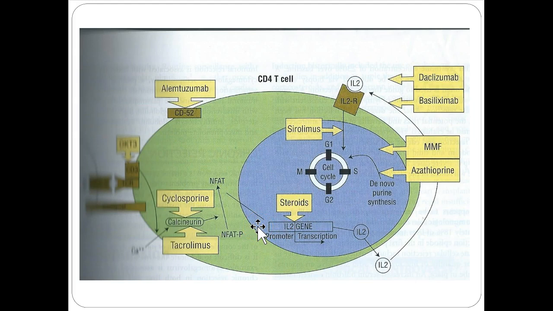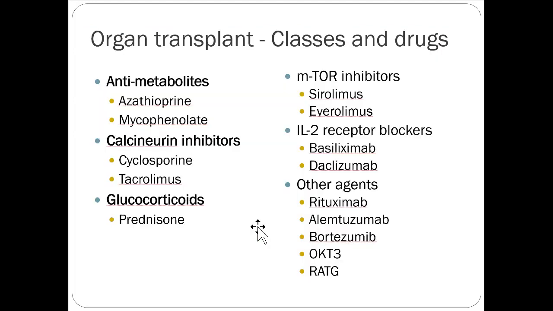If you're reviewing this from a mechanistic standpoint, you can put those into different categories. And of course, we're going to talk about this in more detail right now. So again, our three major categories: anti-metabolites, calcineurin inhibitors, and glucocorticoids. Glucocorticoids, easy to remember because it's always prednisone. Unless you're giving somebody IV glucocorticoids for some reason, you're going to be giving prednisone. So there you go. One total class out of the way right off the bat.